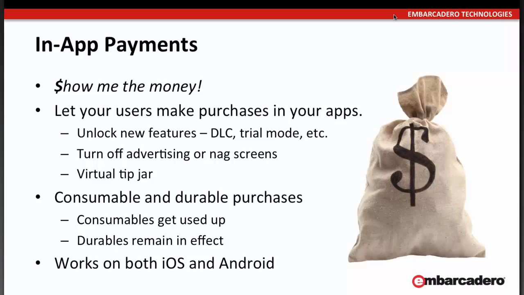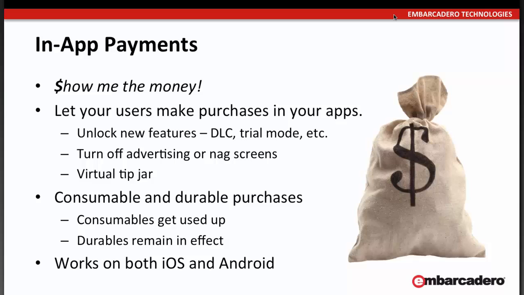You can offer either consumable or durable purchases. Consumables get used up. So the idea is they would buy maybe a one-time use item, and then at some point while using your app, they would use up that item. And so they would consume it and it would be gone. At that point, they'd have to purchase it again if they wanted to use it again.